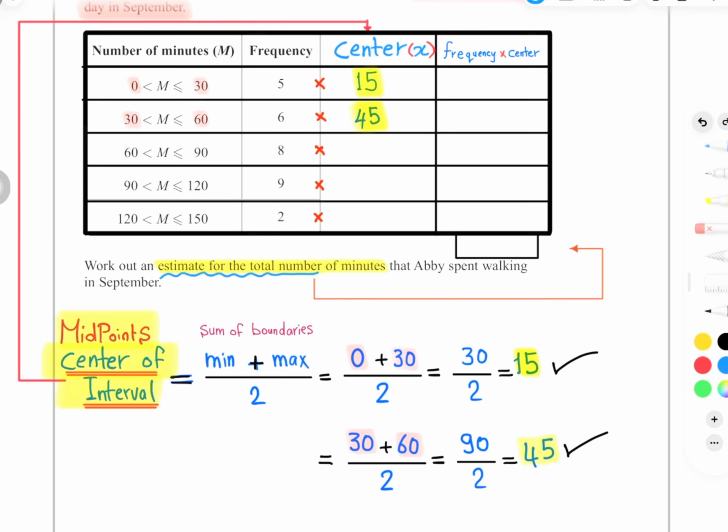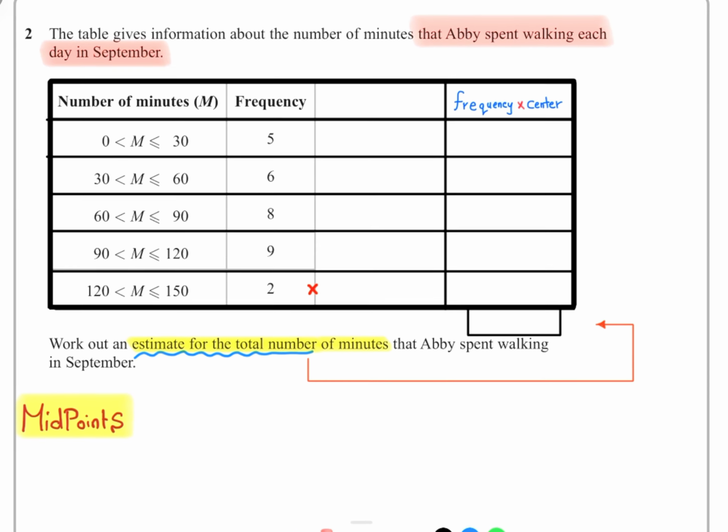And so on, find all the midpoints of all the other intervals. So the third midpoint would be 75, the fourth midpoint would be 105, the fifth midpoint and last would be 135. Now, for the second step, we multiply each midpoint by its corresponding frequency.